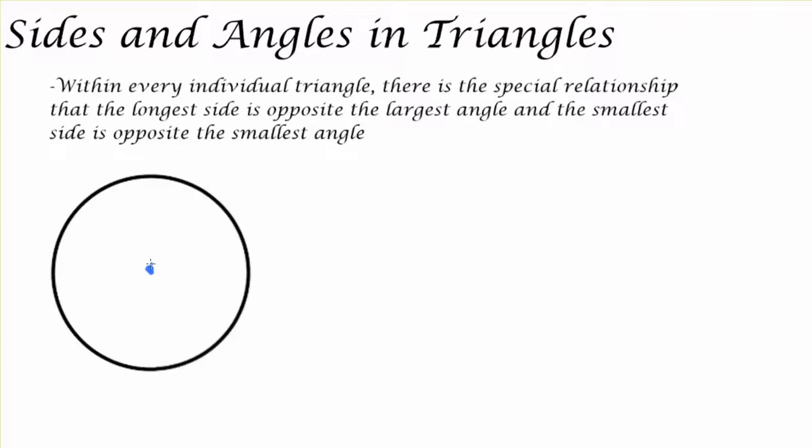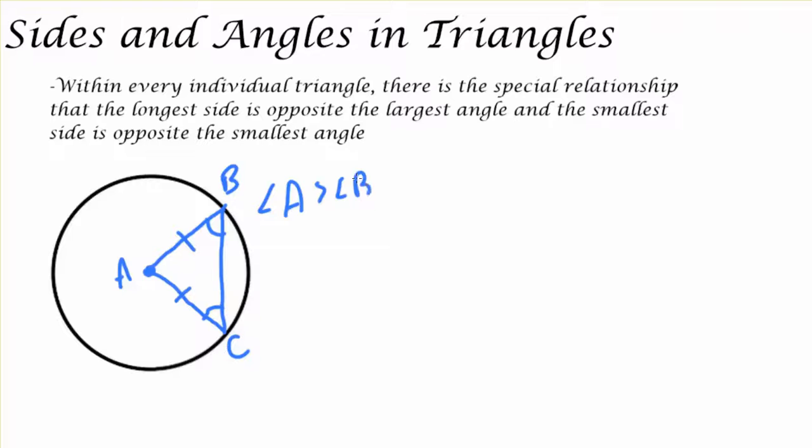We can illustrate this by drawing some isosceles triangles within circles. If I draw a circle and draw a triangle within that circle, I automatically know that two sides of that triangle are radii, so they are congruent, with my two base angles being congruent. After labeling the angles, I can say that angle A is going to be greater than angle B and angle C, since angles B and C are the same. That would mean that BC, which angle A is opposite, is going to be bigger than AC and AB.